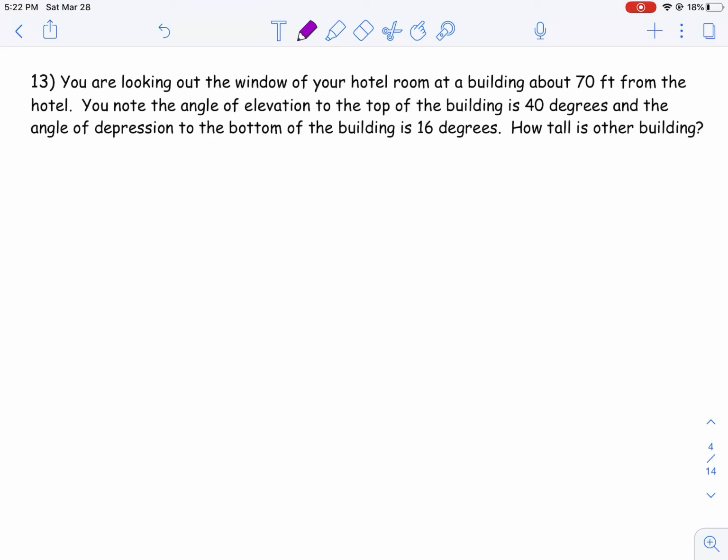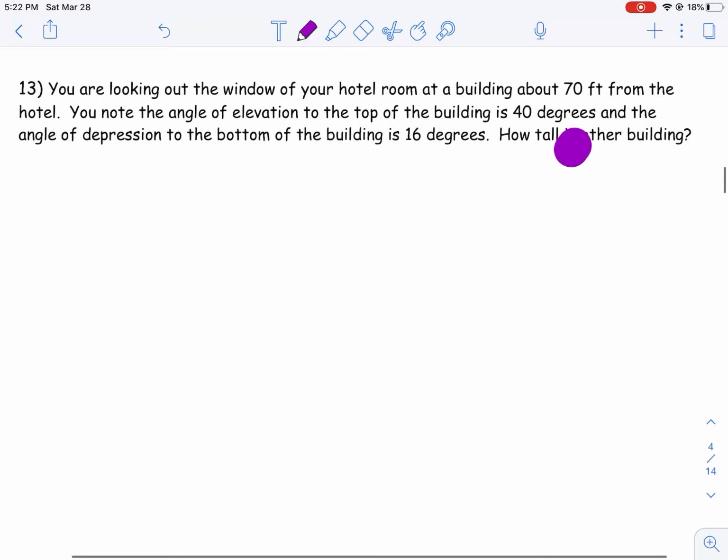You're looking out the window of your hotel room at a building about 70 feet from the hotel. You note the angle of elevation to the top of the building is 40 degrees and the angle of depression to the bottom of the building is 16 degrees. How tall is the other building?